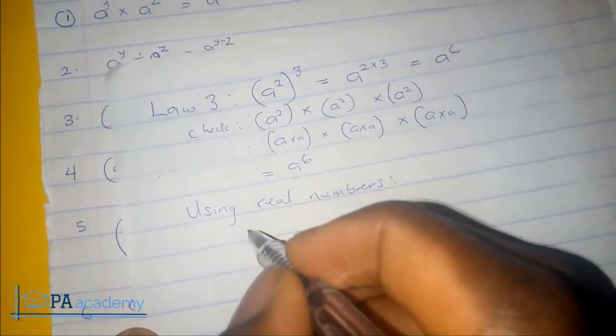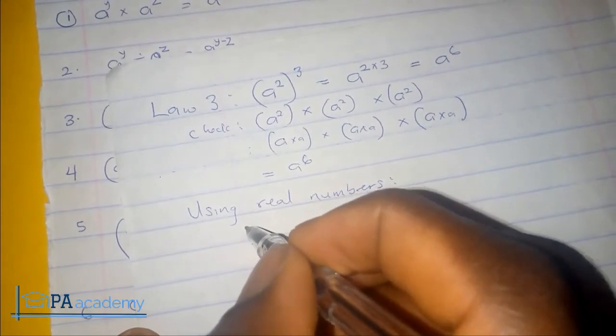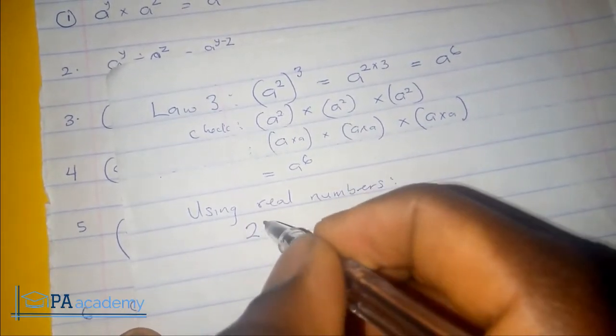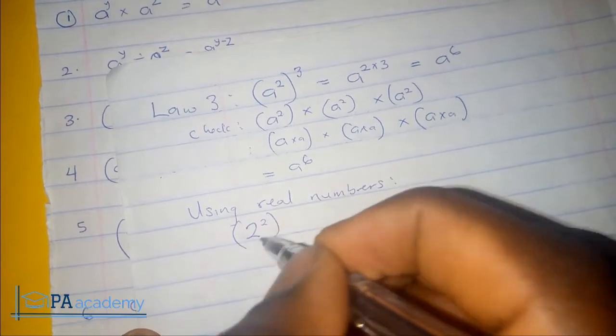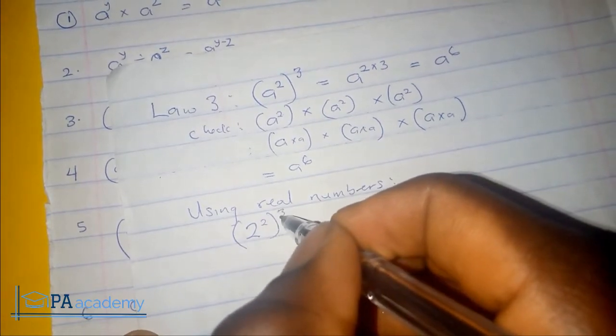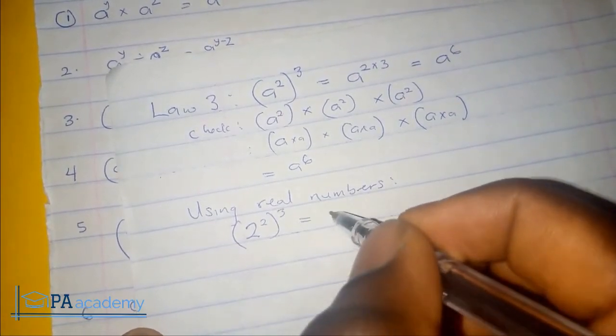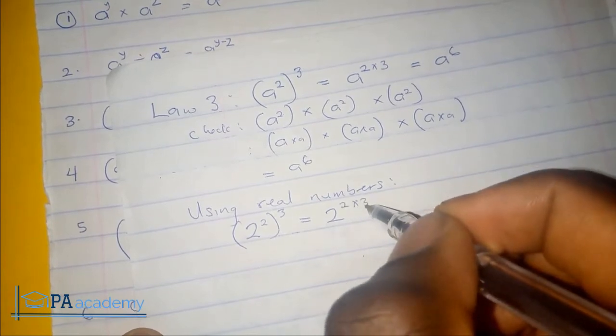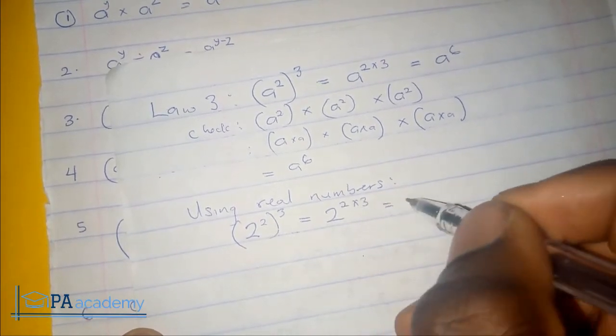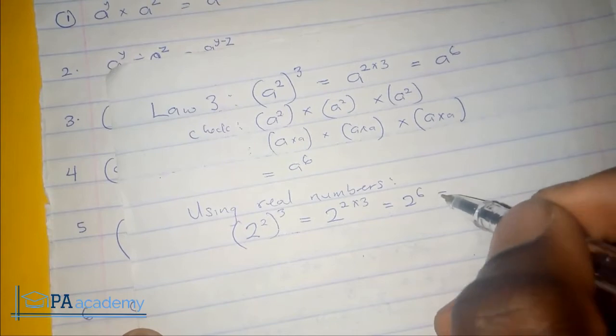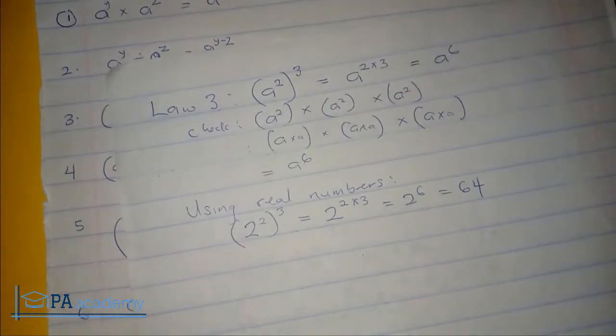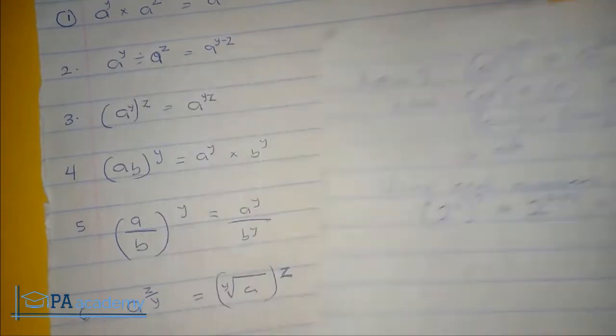So using real numbers, if we have 2 raised to power 2 into brackets raised to power 3. So what it will give us is 2 raised to power 2 times 3. That is equals to 2 raised to power 6, and that will give us 64. So that is it for law 3. So now let's go to law 4.